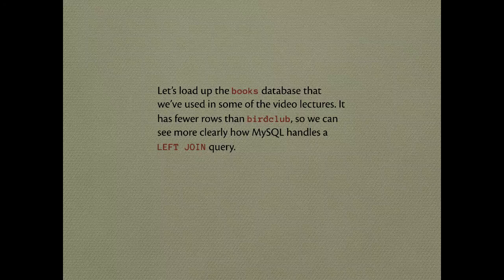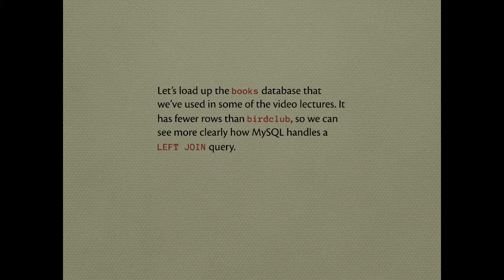That's good. All right. So now what I want to do is show you a little more closely how the left join gets constructed under the hood. In particular, where do those null values come from? That's what I want to show you. So we're going to move over to the terminal window, and we're going to load up a smaller database than Bird Club. It's just a little bit easier to work with.